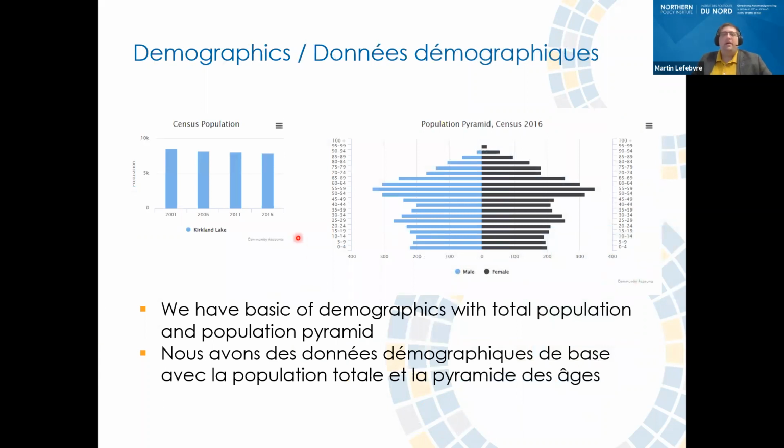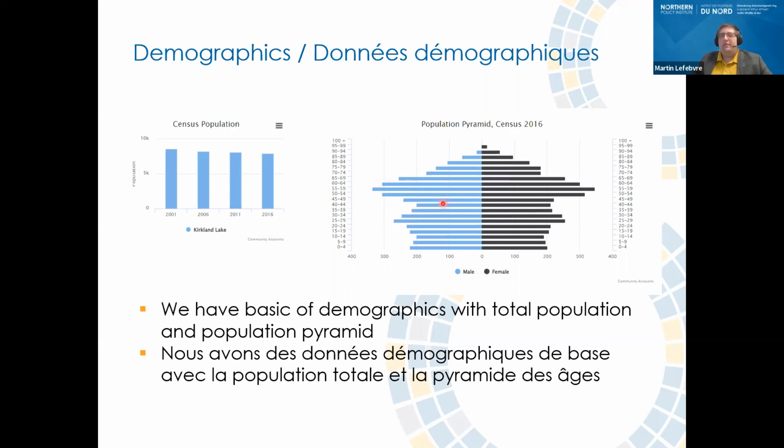So the community profile section here gives you your basic demographics, like the population pyramid. For example, here we have the population pyramid of Kirkland Lake. We see here the baby boomer cohort. So it also allows you to figure out what type of needs your community has coming down the road.